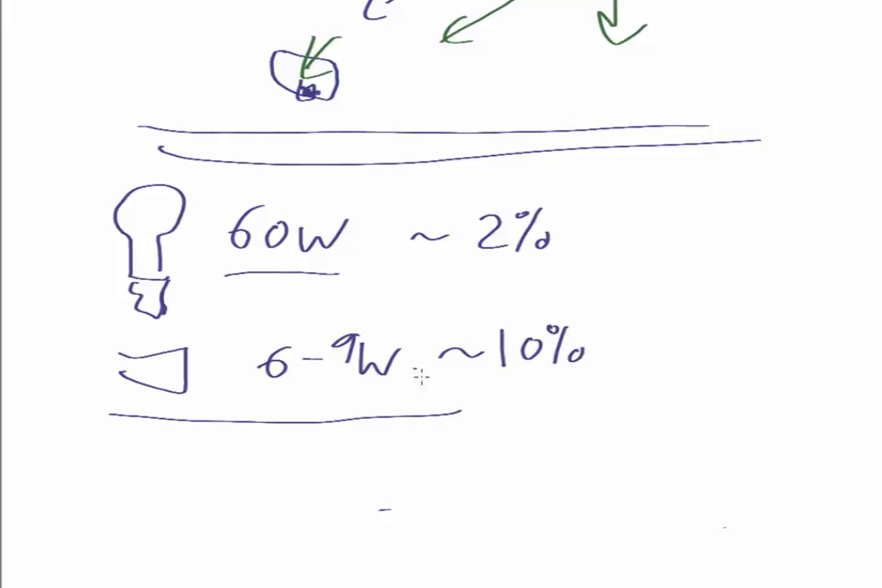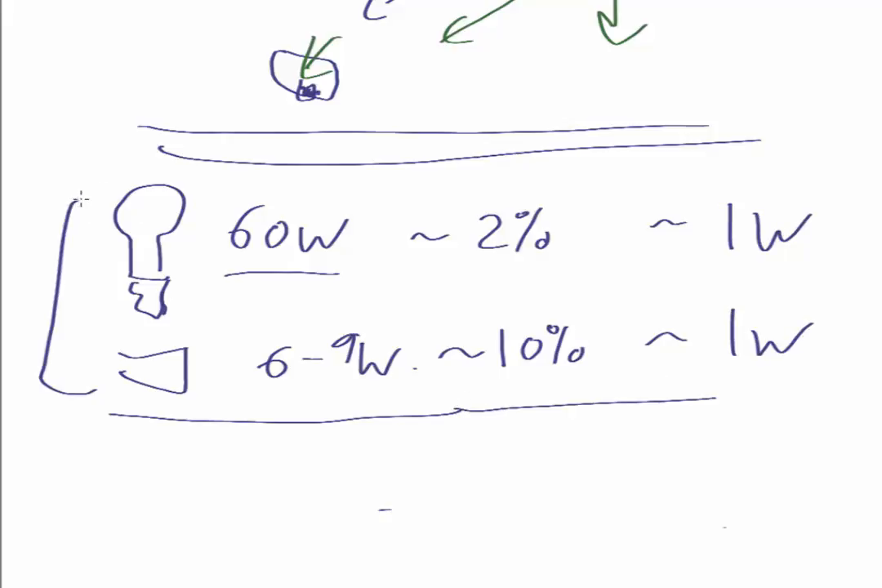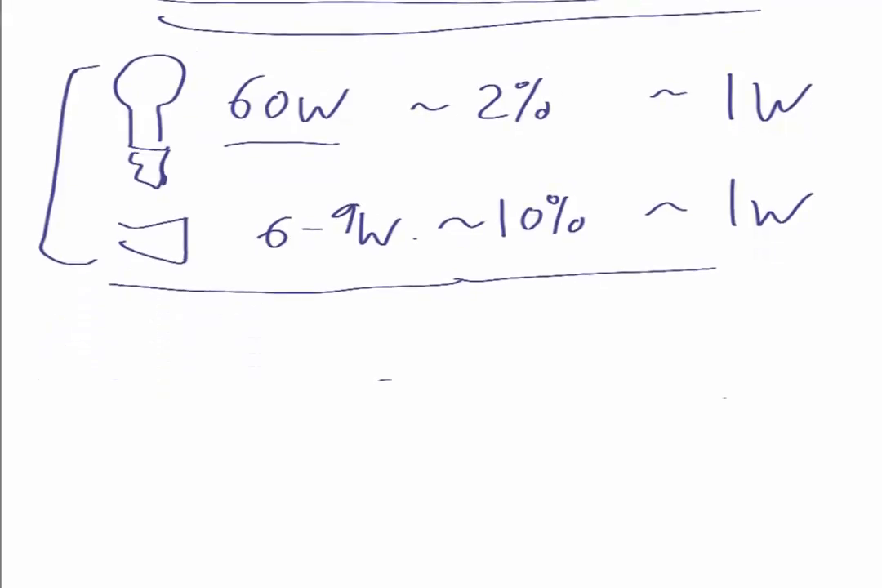So if you multiply this by 2% or that by about 10%, you're talking at about 1 watt of light either way, because these bulbs are considered roughly equivalent to their light output. So that's one way to estimate it, and we're getting figures of about a watt for the amount of light energy put out by a typical light bulb. However, it's always good to double check.